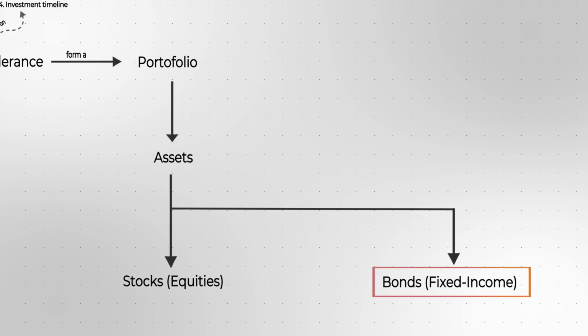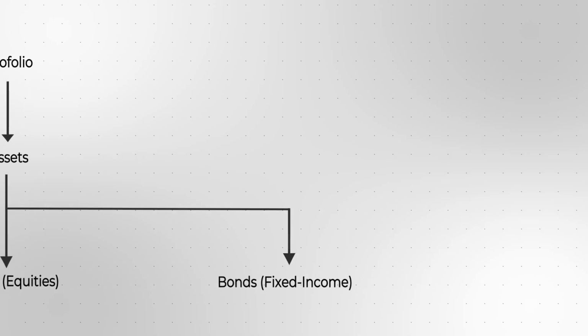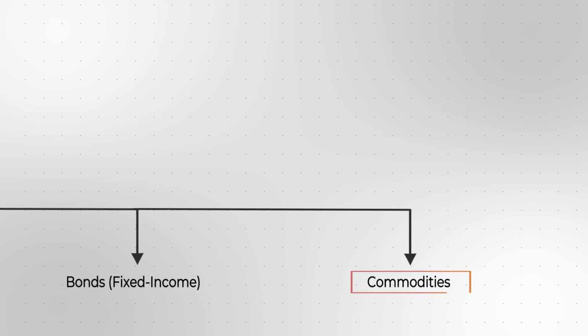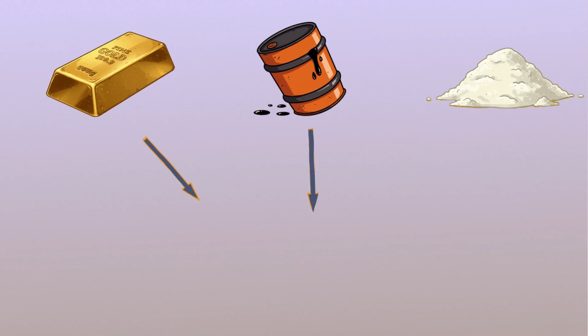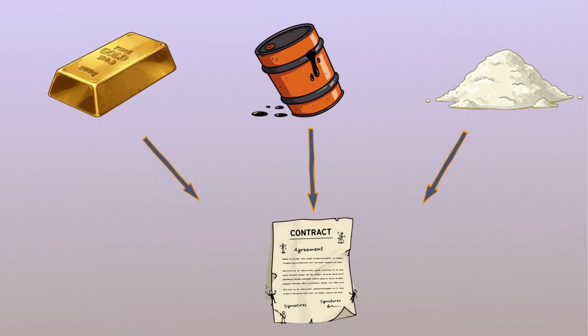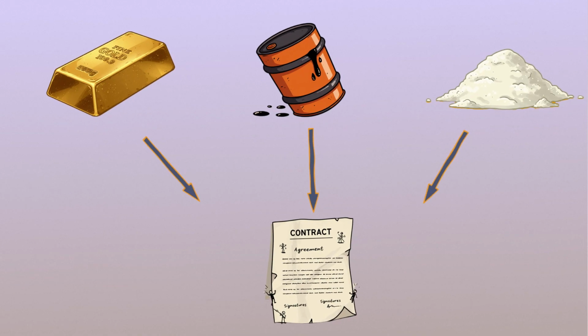2. Bonds. Buy bonds to get regular interest payments and also your original amount after a certain time. 3. Commodities. Physical goods like gold, oil, or agricultural products. But instead of carrying real products, you buy financial contracts that expose you to their prices and thus profits.